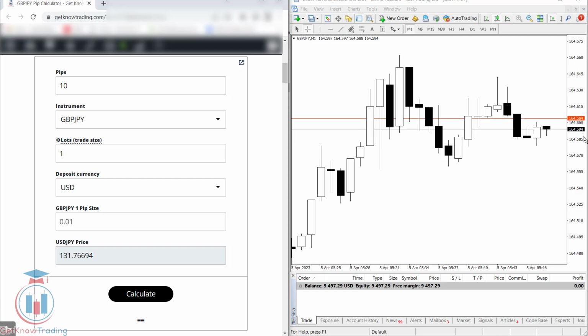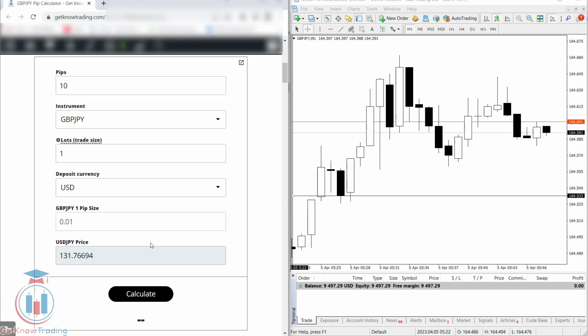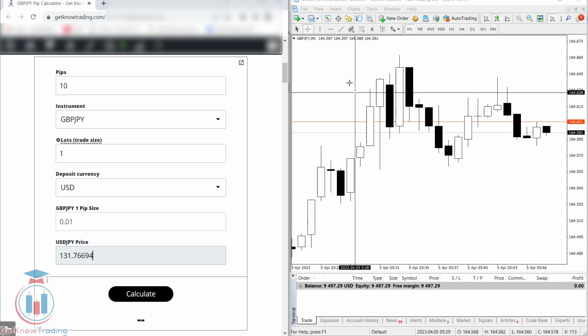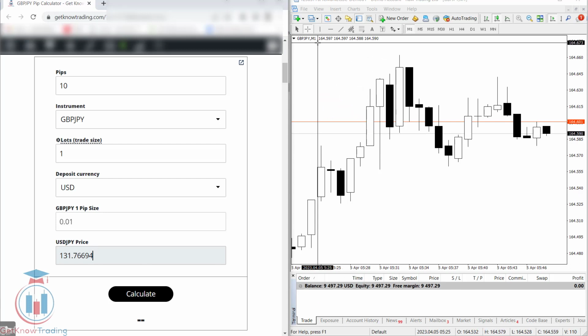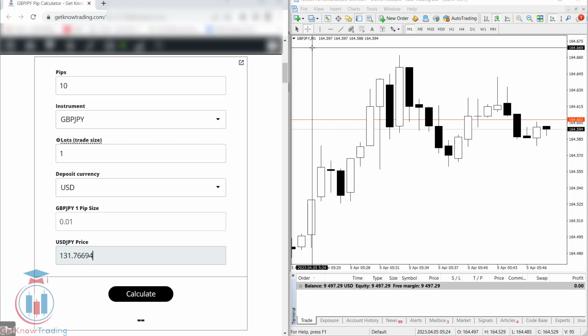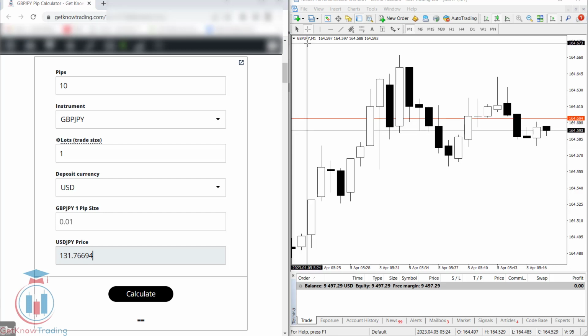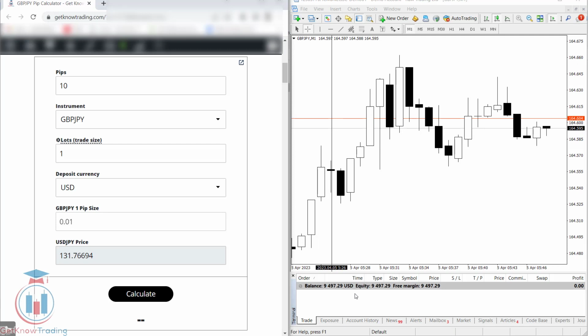this 3rd decimal point. So below that you have USD Japanese Yen, which is required to get the USD Pip value because you have GBP Japanese Yen, a currency pair. If you would have GBP USD with the USD deposit currency, then you would not need to have any additional currency pair for calculation. How to make the calculation on this Forex Pip calculator for the GBP Japanese Yen?